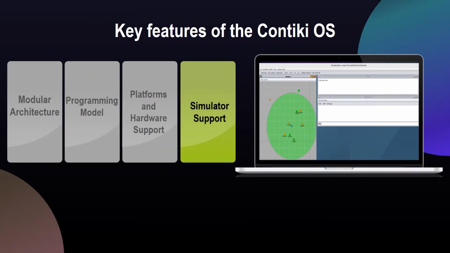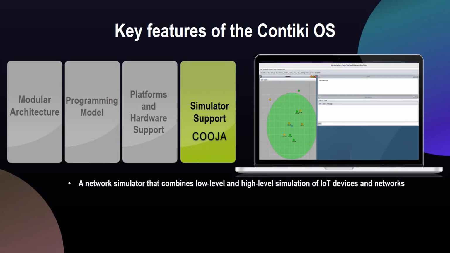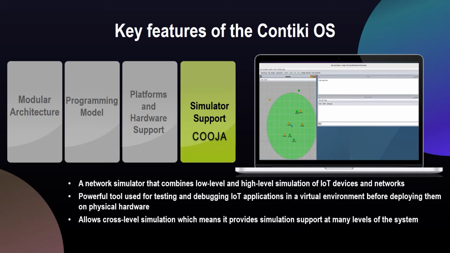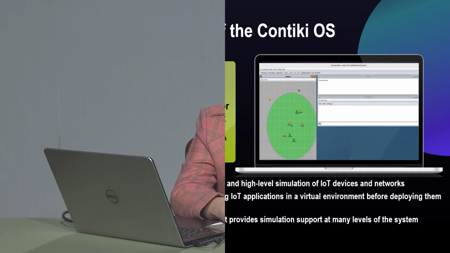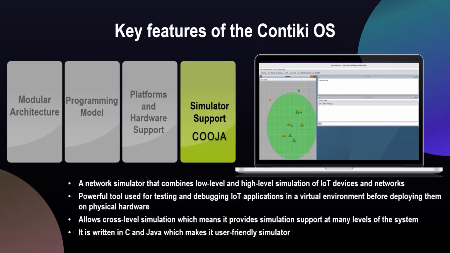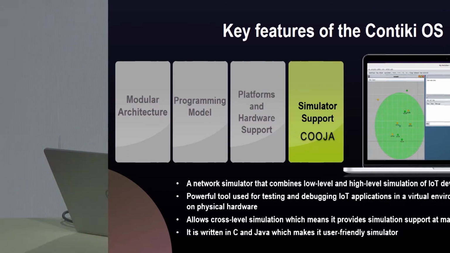Last key feature is the simulator support. Contiki also provides a simulator named Cooja, a network simulator that combines low-level and high-level simulation of IoT devices and networks. It is a powerful tool used for testing and debugging IoT applications in a virtual environment before deploying them on physical hardware. Cooja allows cross-level simulation, which means it provides simulation support at many levels of the system. It is written in C and Java, which makes it a user-friendly simulator.